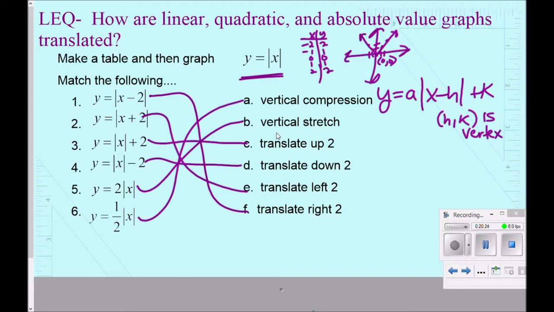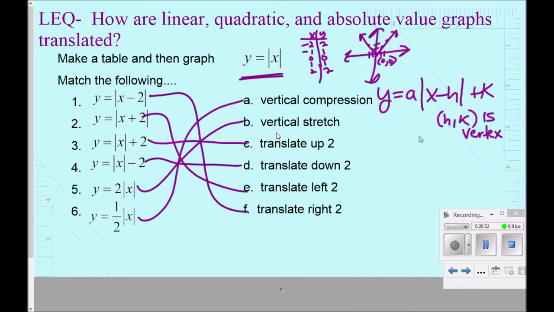Okay? And as we said a moment ago, h is going to be your shift left or right. In this case, the way it's written here, -h would be right h units. And if it said x plus h, that would be left h units. And k on the end is our up or down. In this case, because it says plus, that's up k units. And if it said minus k, that would be down k units.